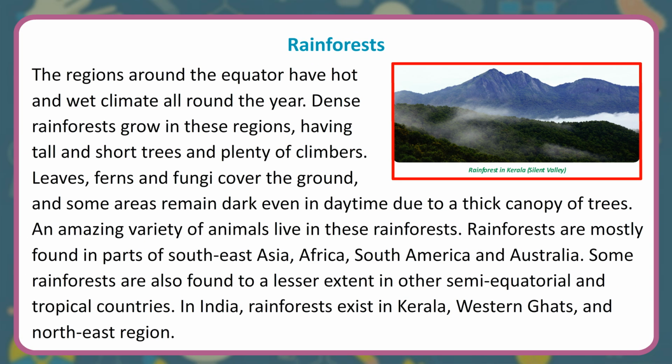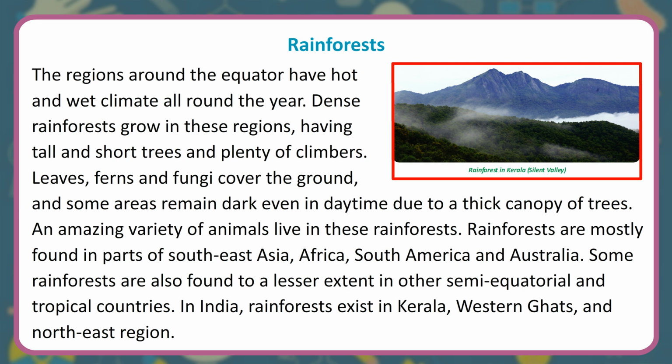Rainforests. The regions around the equator have a hot and wet climate all year round. Dense rainforests grow in these regions, having tall and short trees and plenty of climbers. Leaves, ferns and fungi cover the ground, and some areas remain dark even in daytime due to a thick canopy of trees. An amazing variety of animals live in these rainforests.